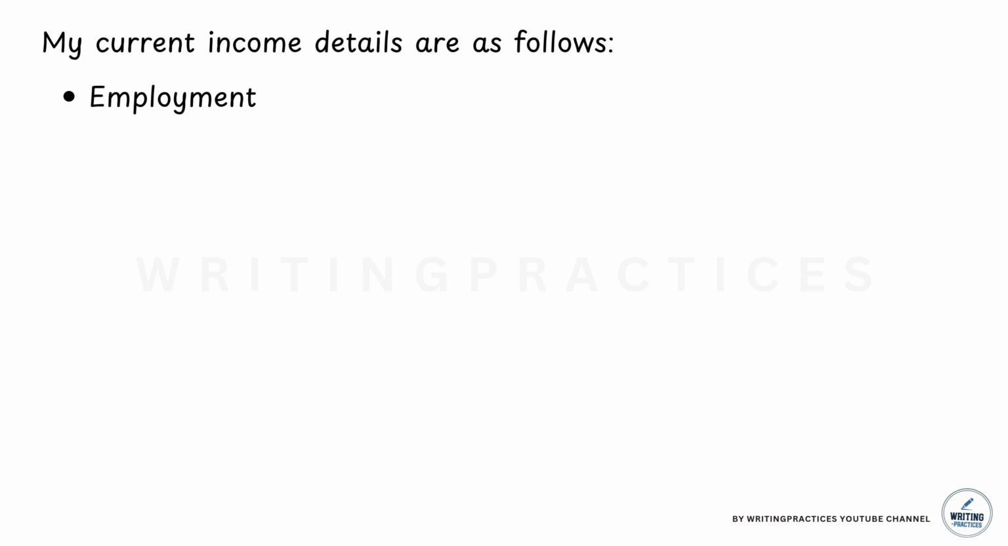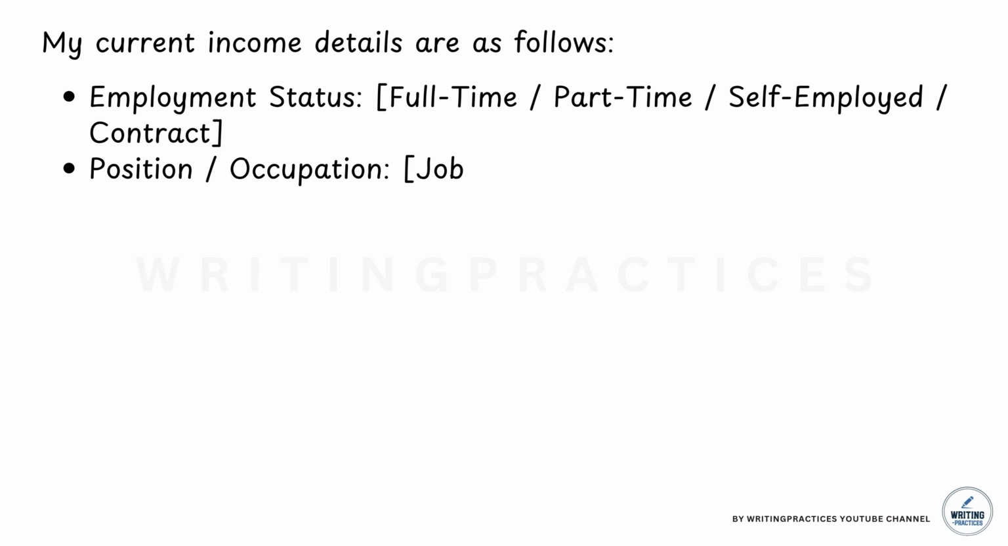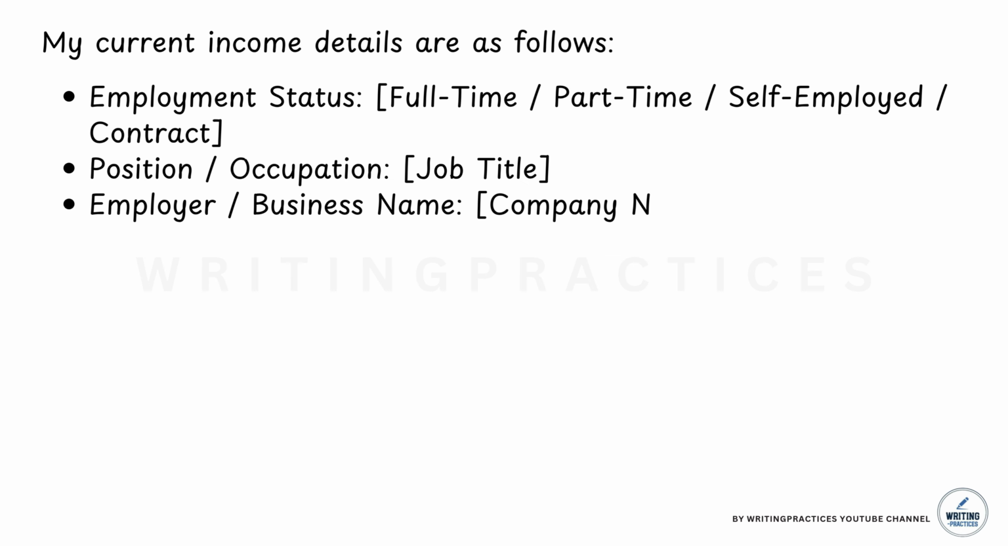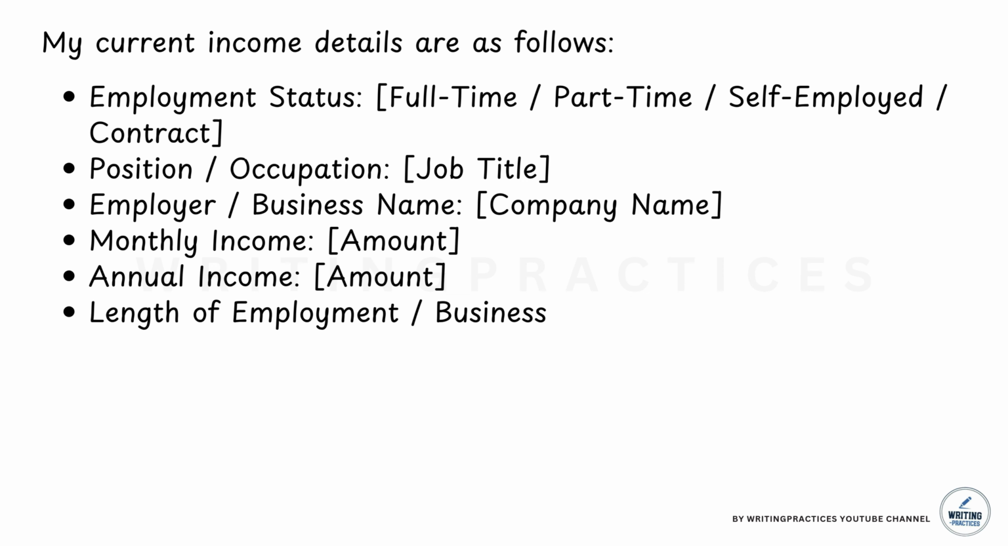Income Details section. This section provides detailed information about your income and employment status. For example, employment status: full-time. Position or occupation: senior sales manager. Employer or business name: Horizon Financial Group. Monthly income: $6,500. Annual income: $78,000. Length of employment: 5 years. This helps verify your financial stability and earning capacity. Tip: be accurate and consistent with the figures shown in your supporting documents.